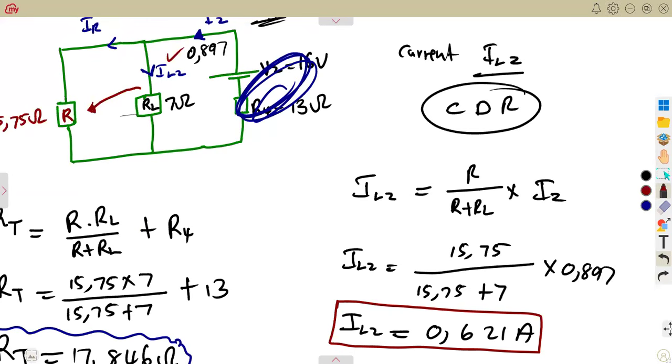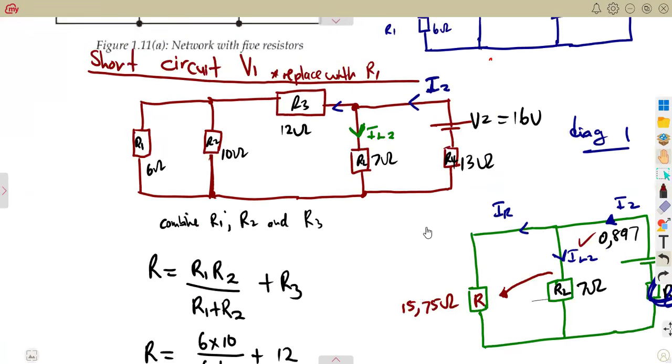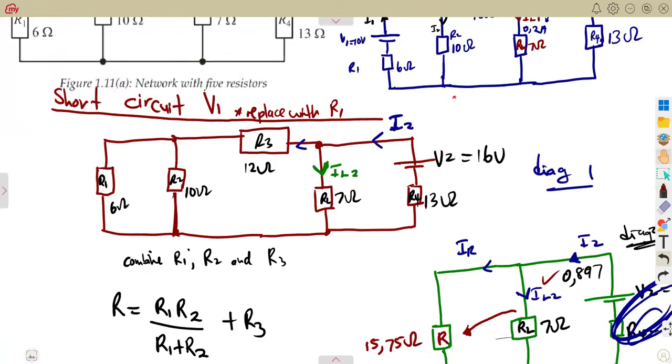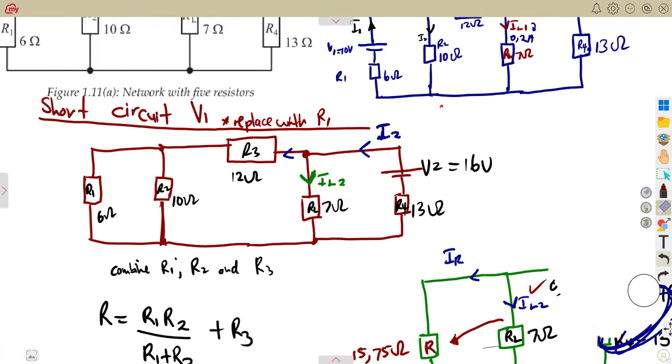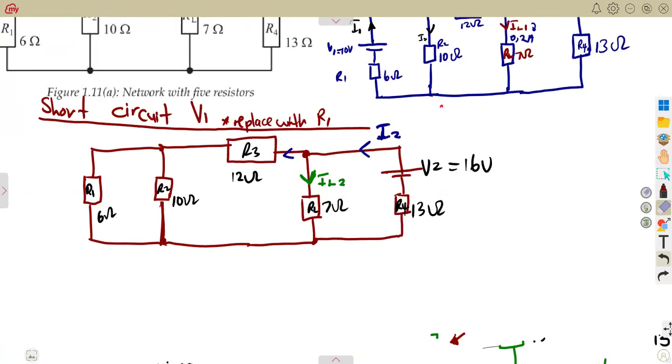We now have this. So we can bring it back to our diagram. Here, remember, that is where we have our IL2, this one. So all these parts are no longer important. All these parts that we had, now we have to superimpose and finish up everything. So that is our IL2 here. We got 0.621 amps.